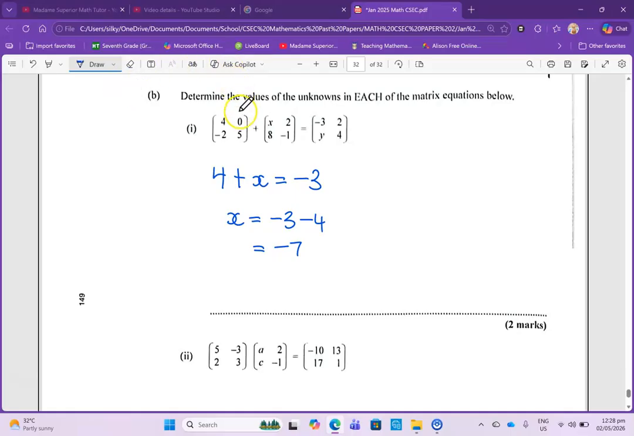So let's get an equation with y. If I add negative 2 plus 8, that will give me the value of y. So negative 2 plus 8 is equal to y. Negative 2 plus 8 is positive 6. Therefore y is equal to 6.